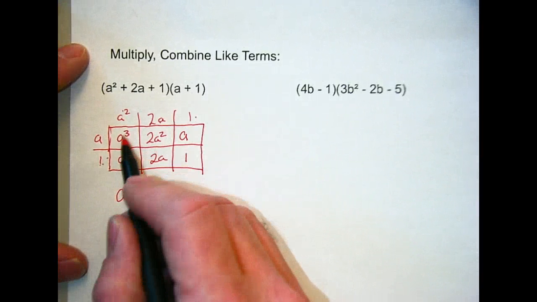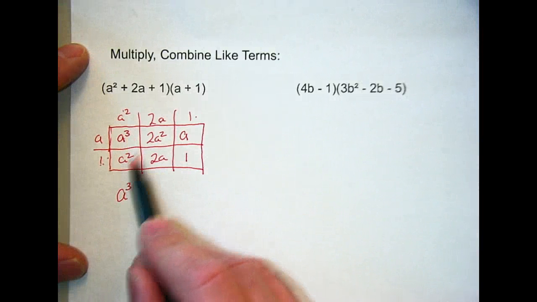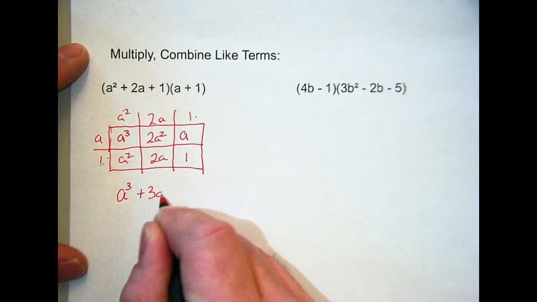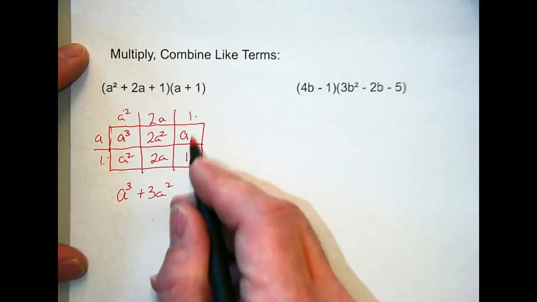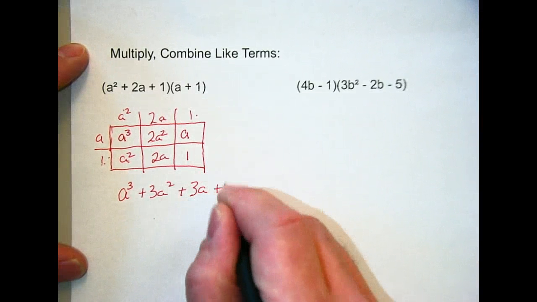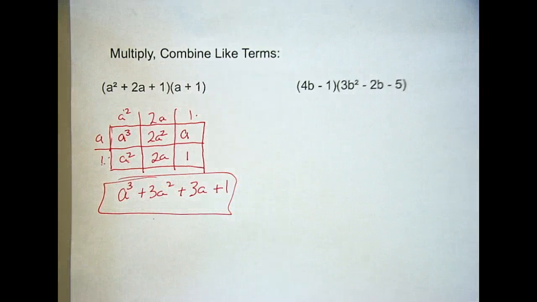So you have your a cubed, no other a cubes. And you have an a squared and a 2a squared. So how many a squareds is that? 3a squared. And then you have 2a and an a, which is 3a. And then you have 1.